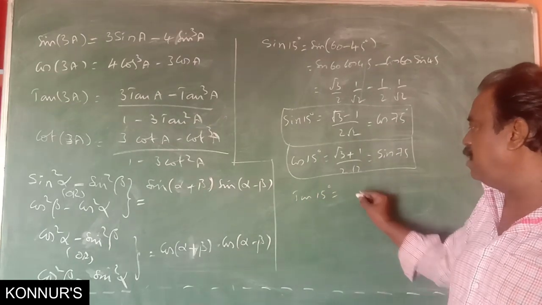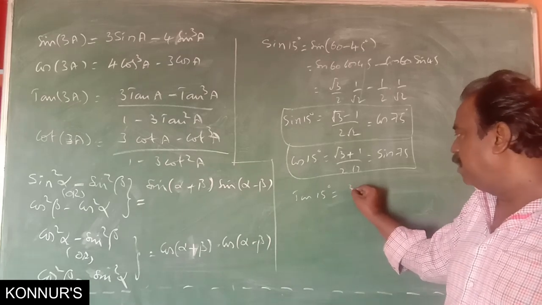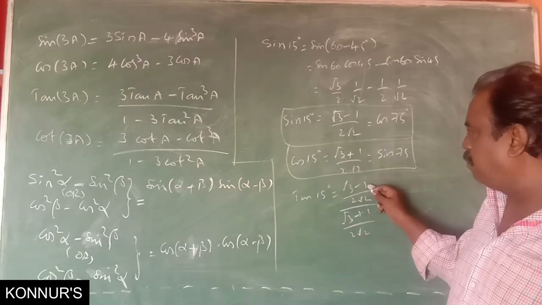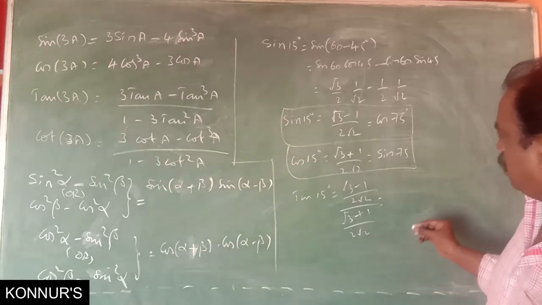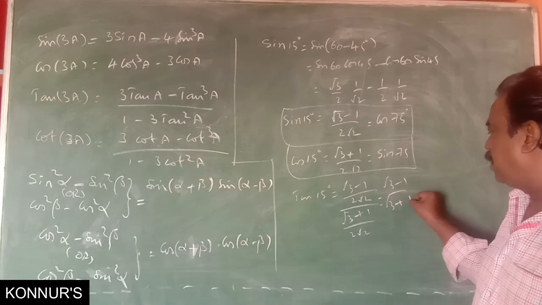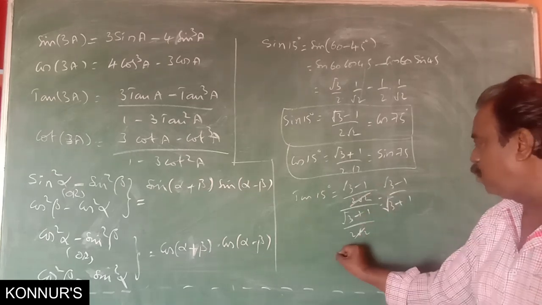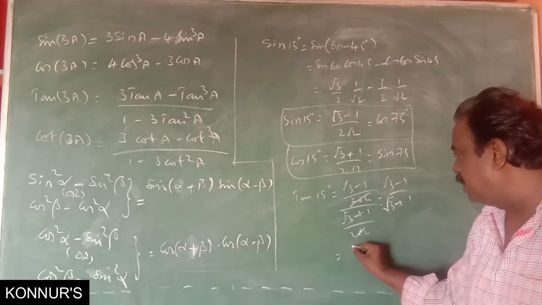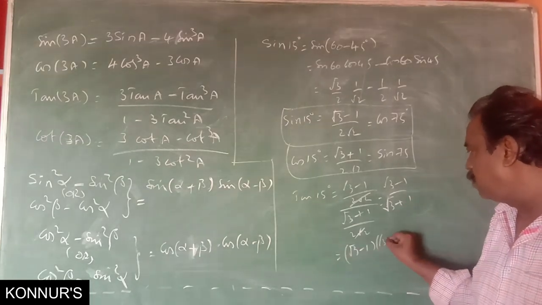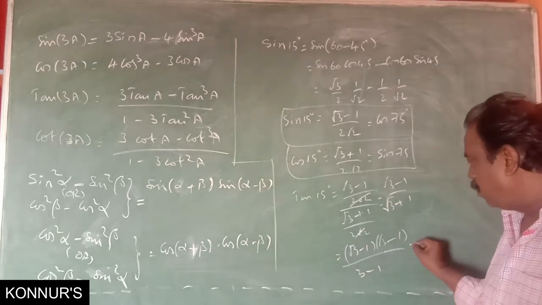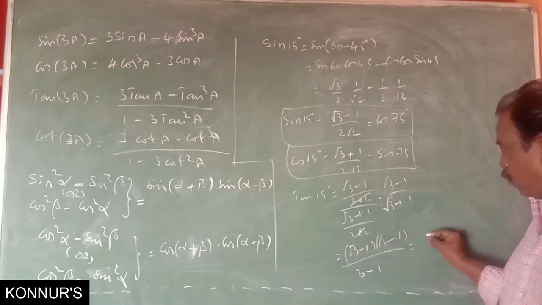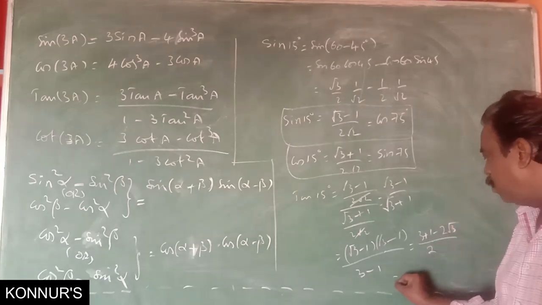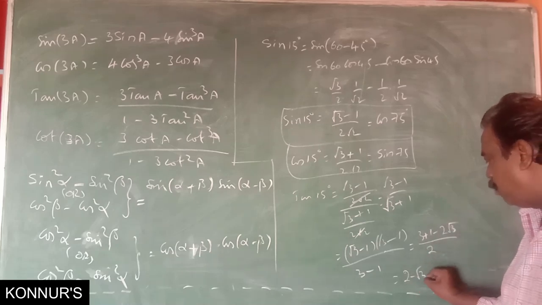Tan 15. It is sine 15 by cos 15. That is root 3 minus 1 by 2 root 2 divided by root 3 plus 1 by 2 root 2. Sine 15 by cos 15. Observe. It is root 3 minus 1 by root 3 plus 1. Why? Because 2 root 2 and 2 root 2 cancel. By some simplification, by multiplying its rationalizing factor, we get root 3 minus 1 whole square by 3 minus 1. So root 3 minus 1 whole square is 3 plus 1 minus 2 root 3, by 2. So it is 4 minus 2 root 3 by 2, which means at last we get 2 minus root 3.